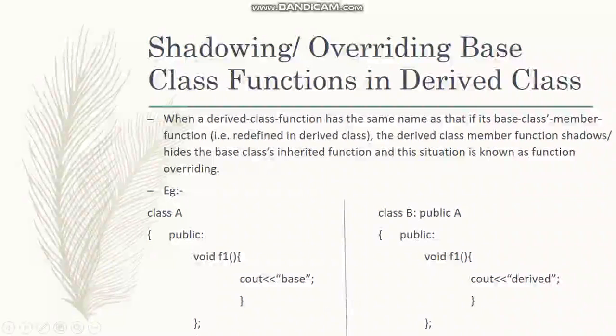So here the member function of the base class, which is this f1, would be hidden with the member function of the derived class, which is the another f1, because we have inherited the A into B. That's why the answer we will get is derived. So the answer we will get is just the derived.